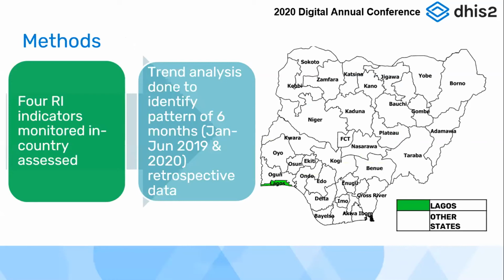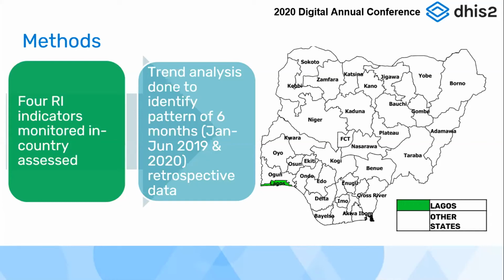We looked at 4 indicators that are monitored in the country for routine immunization. First, reporting: we have 4 data sets in Nigeria that we use for reporting immunization data, and we looked at what reporting was like for all of them. Second, sessions conducted: for immunization there is a fixed session and an outreach session, so we looked at reporting of both types. We also looked at coverage for some selected antigens, and then supportive supervision.